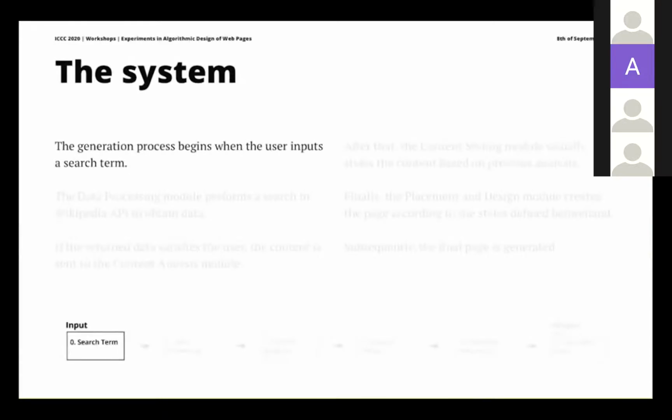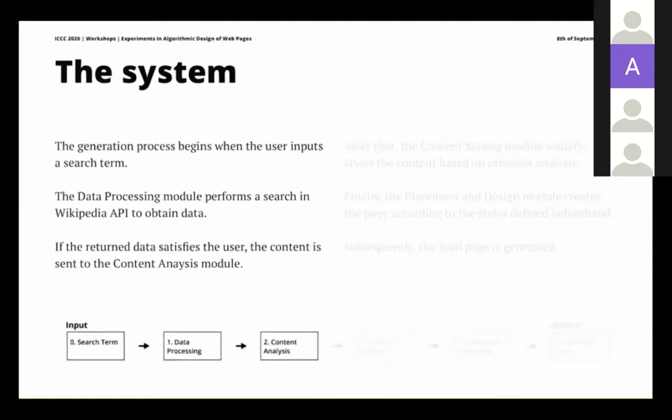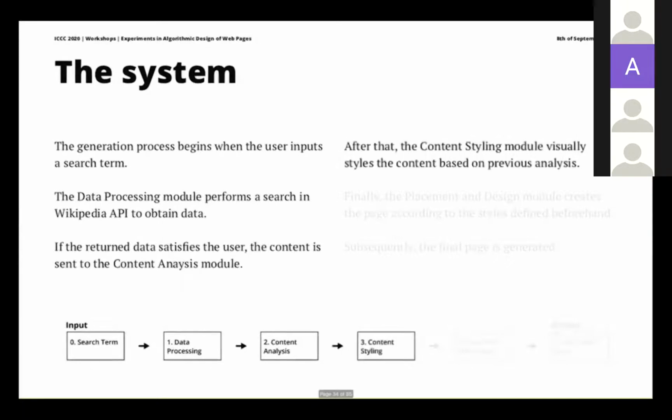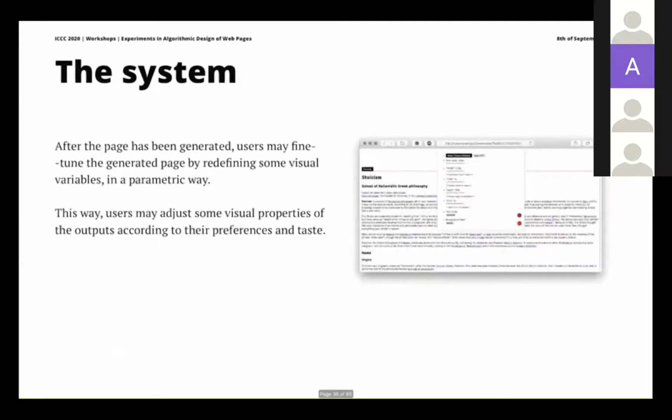With that being said, the workflow of the system is described as follows. The generation process begins when a user inputs a search term. The data processing module performs a search in the Wikipedia API to obtain data. If the data satisfies the user, the content is sent to the content analysis module. After that, the content styling module styles the content based on the previous analysis. Finally, the placement and design module creates the page according to the styles defined beforehand. Subsequently, the page is generated. After the page has been generated, users may fine-tune the generated page by refining some visual variables in a parametric way.